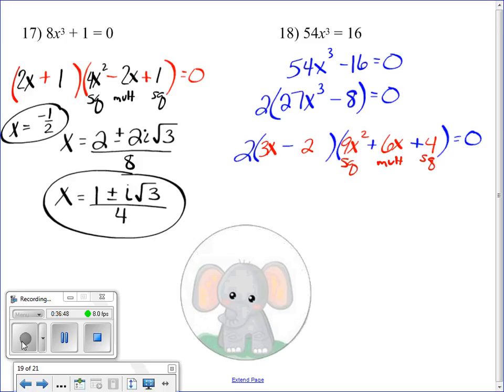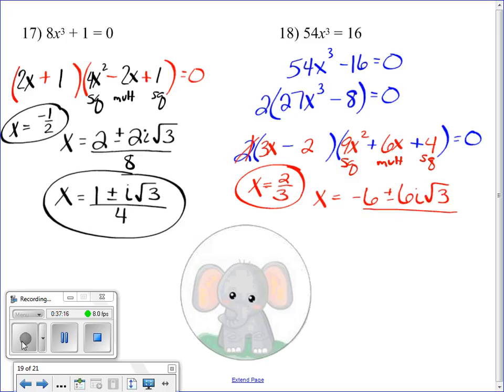How are we feeling about the pattern? You doing okay? All right, so when we solve, x equals 2 over 3. How do I solve this one? I have to use the quadratic formula, right? So negative b is going to be negative 6 plus or minus, over 2a, all over 18.